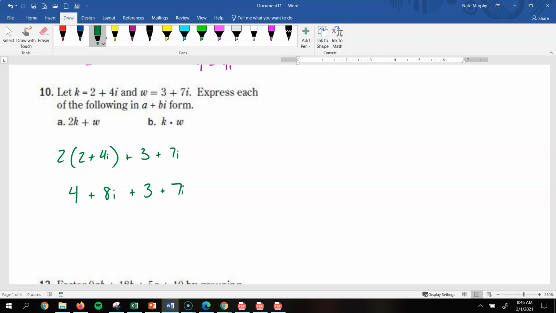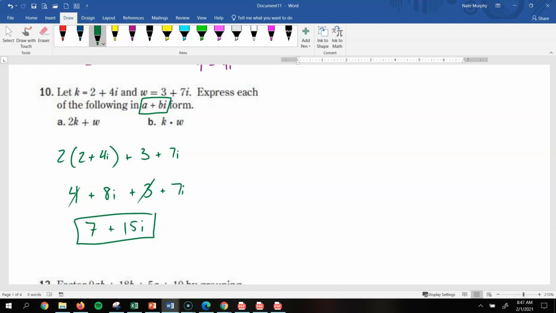Now we're going to combine like terms. We want to put it in a plus bi form. So we want just the constants, the numbers without an i, we want those to start first. So we'd add 4 plus 3, and 4 plus 3 is 7. We're done with those. 8i plus 7i, that would be 15i. So that'd be your answer in a plus bi form.